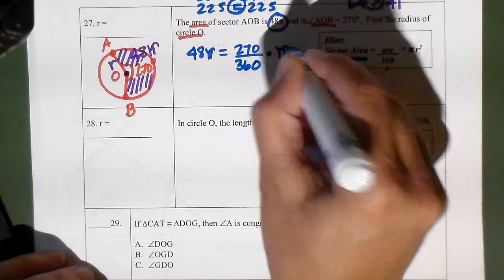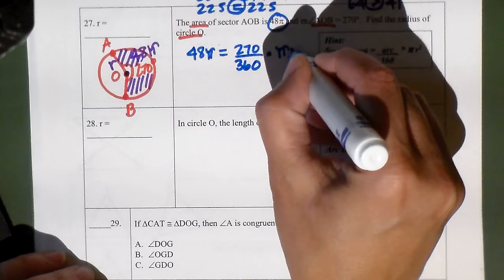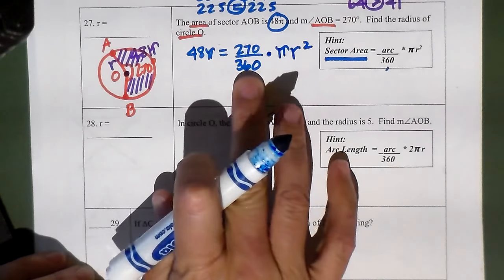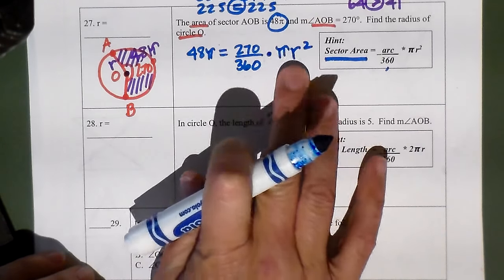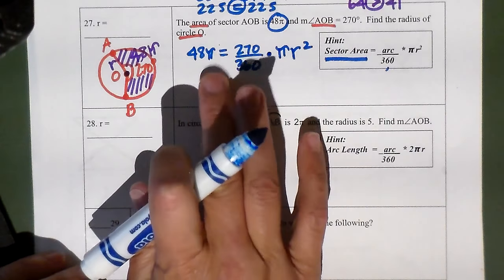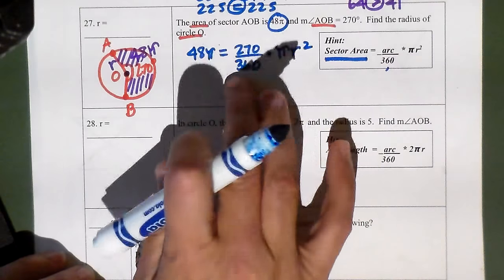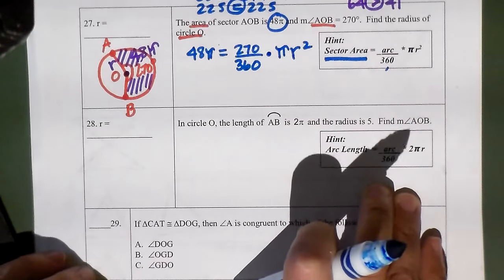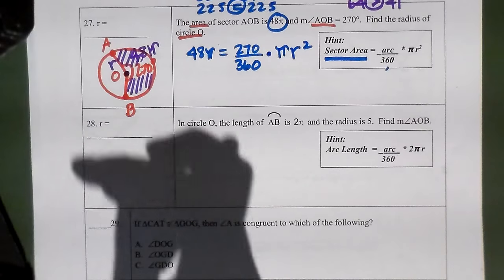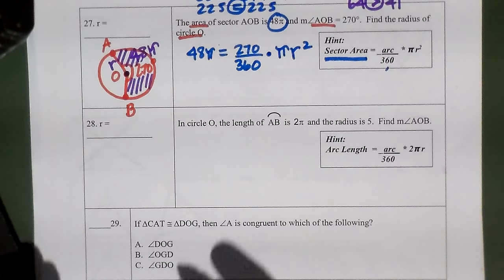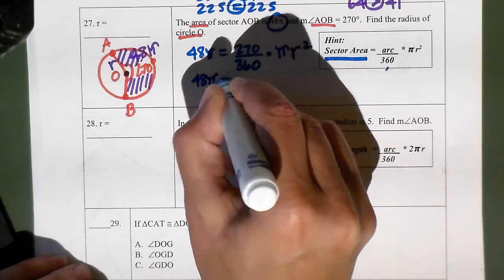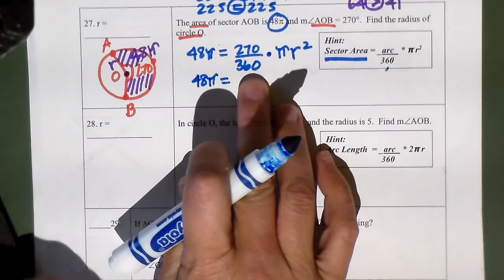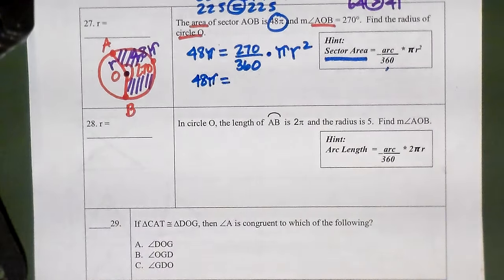Times the formula for area, which is pi times radius squared. I'm looking for that fraction of the area. That fraction of the area gave me 48 pi, whatever this reduces to out of the original. There are multiple ways you can go about doing this. So I'm going to take the 48 pi, and I'm going to take the 270 over 360, and I'm going to reduce that.